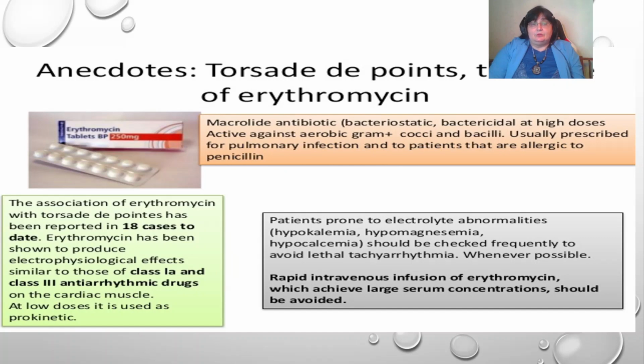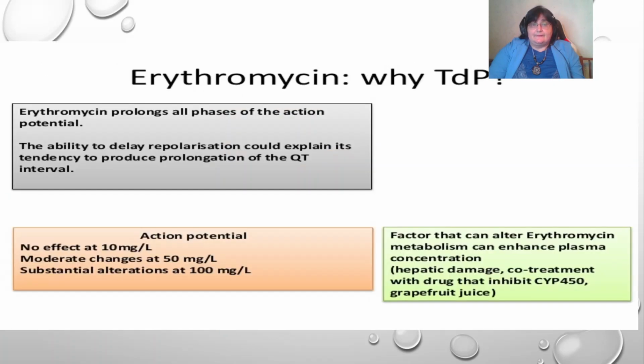Erythromycin has been shown to produce electrophysiological effects similar to those of class 1 and class 3 antiarrhythmic drugs on the cardiac muscle. At low doses it is used as a prokinetic. Patients prone to electrolyte abnormalities, hypokalemia, hypomagnesemia, hypocalcemia, should be checked frequently to avoid lethal tachyarrhythmia. Whenever possible, rapid intravenous infusion of erythromycin, which achieves large serum concentration, should be avoided.